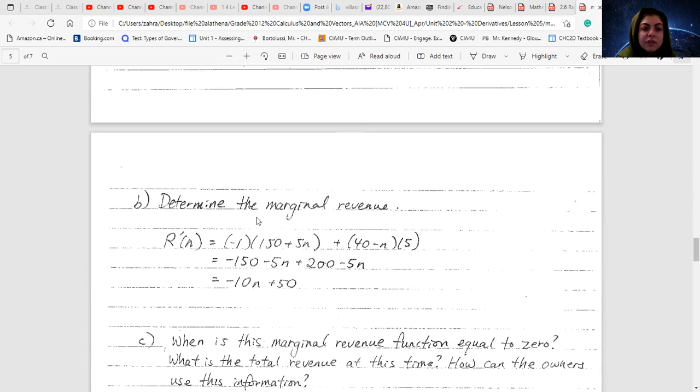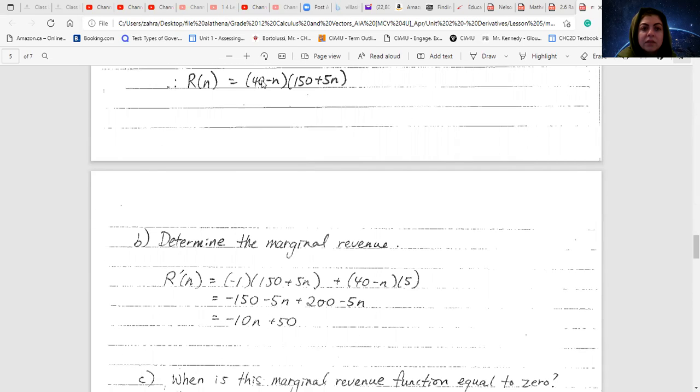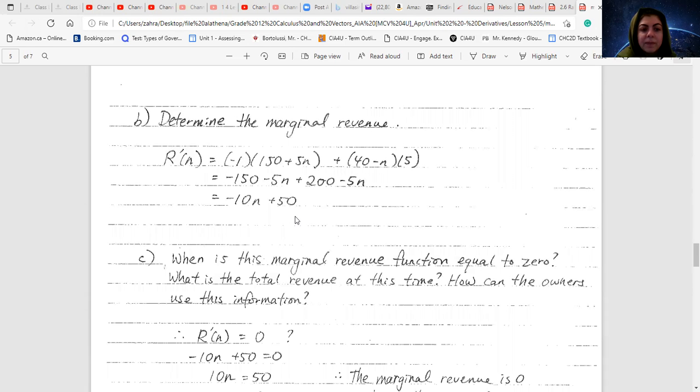Anyway, this is that. Determine the marginal revenue. You just take a derivative of that. Of course, you have to use the product rule. The derivative of the first one is negative 1, multiplied by the second one without any change, plus the first one without any change multiplied by the derivative of the second one, which is 5. You expand it, you simplify, and here it is: negative 10n plus 50.